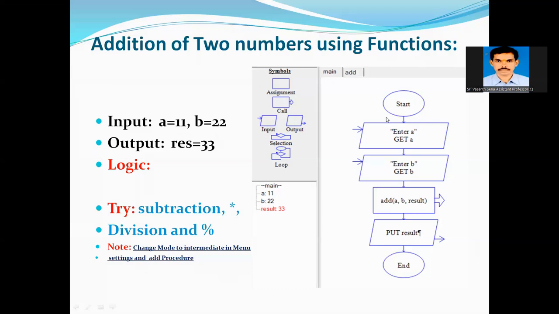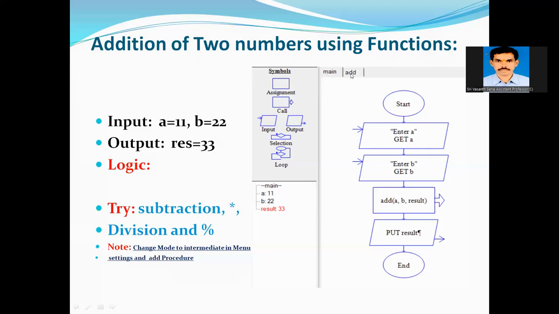So here a comma b are read by using the input symbols. I am calling this procedure add by passing a comma b as the input parameters. Once a plus b takes place, the result will be stored in the variable result, which will be printed. A value is 11, b value is 22, result is 33. So this is the main flowchart.